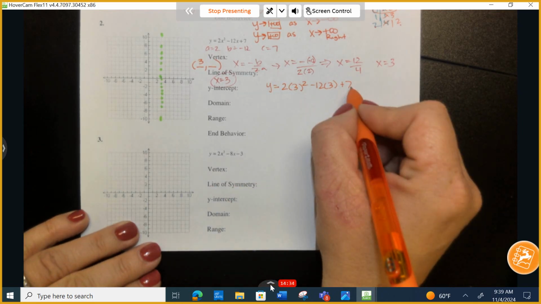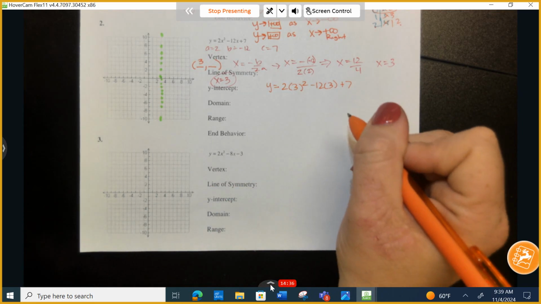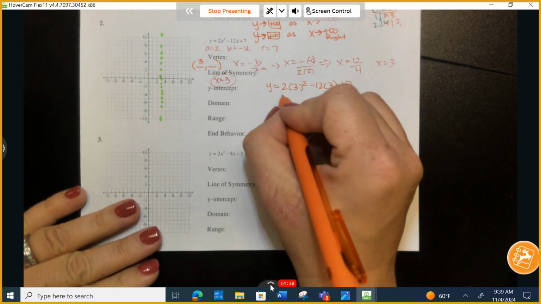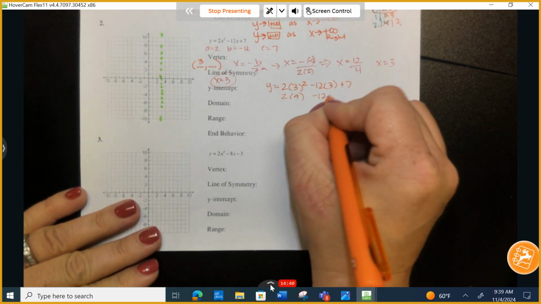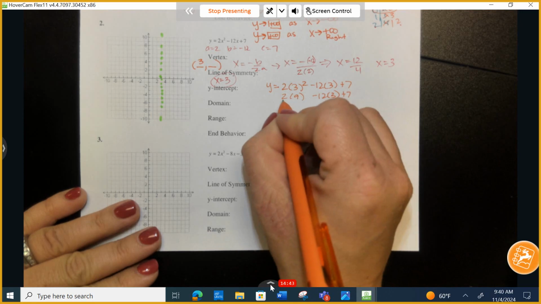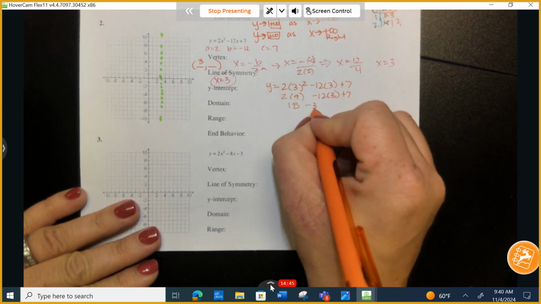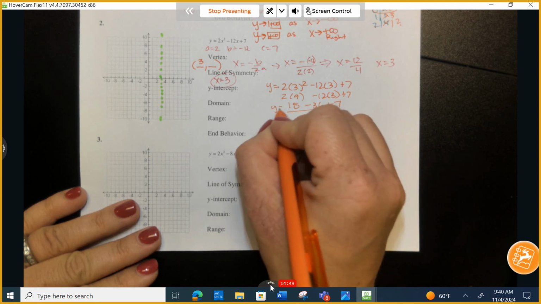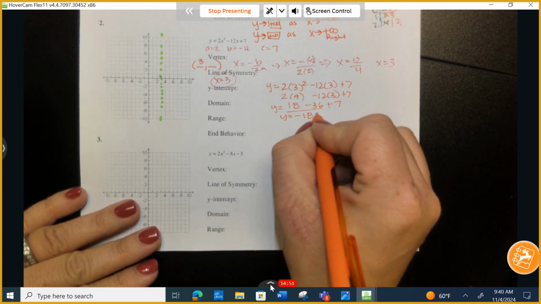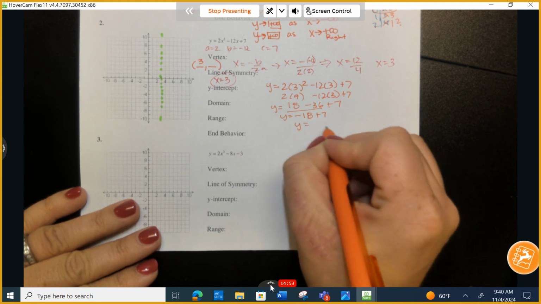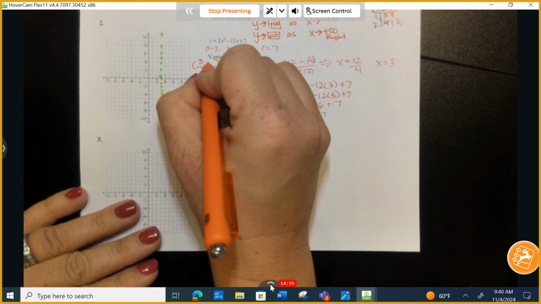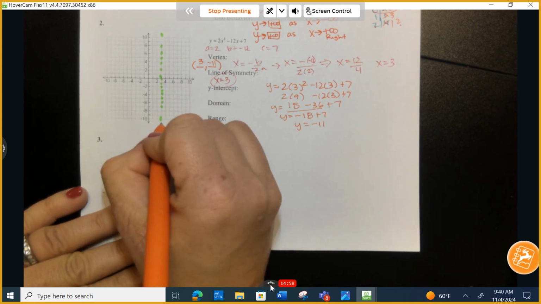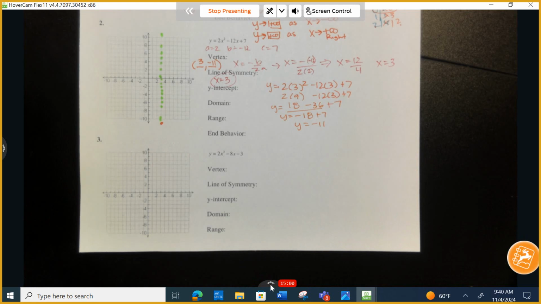When you evaluate this, we're going to use our PEMDAS. So 3 squared is 9. Then I'm multiplying to get 18, multiplying to get negative 36, and I'm going to go from left to right. 18 subtract 36 is negative 18, and negative 18 plus 7 is negative 11. So I want to find 3 and negative 11 and make a dot.